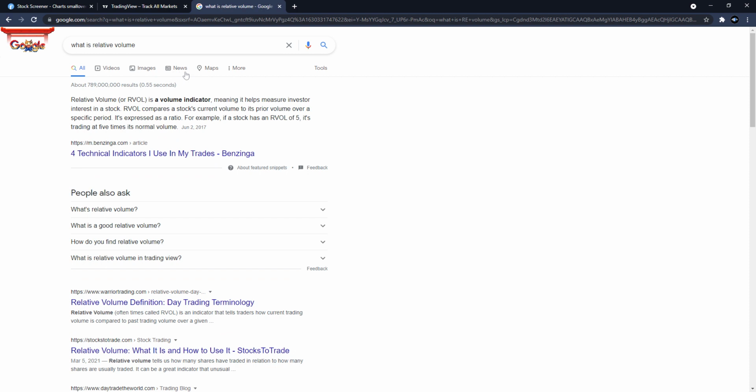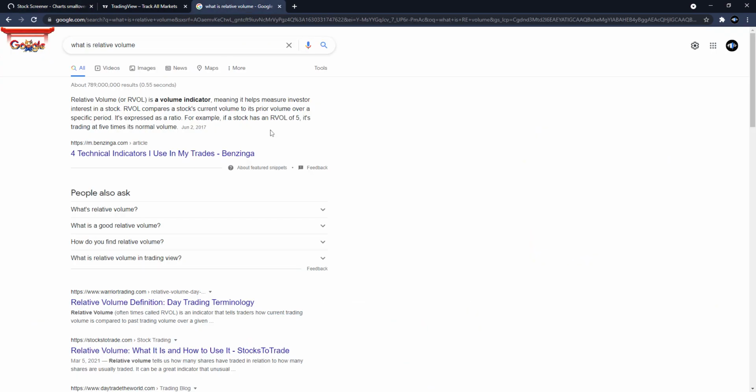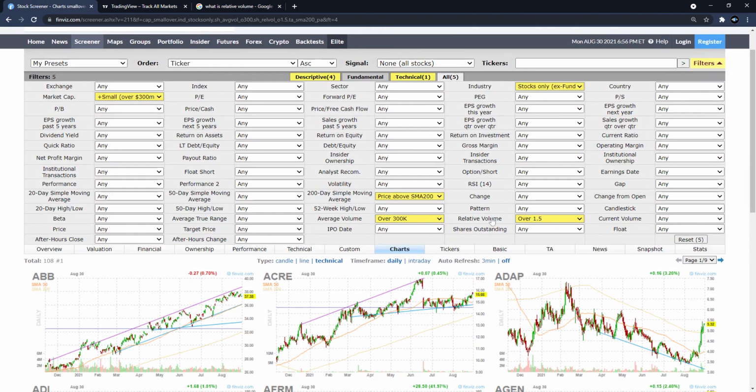That's basically what it means. So if a stock has an R vol of 5, it's trading at 5 times its normal volume. So what we want to do is click on over 1.5. That will tell us that the stock is trading at 1.5 times its normal volume. So it is basically quite volatile at the moment. And the last thing that we're going to fill in is the shares outstanding.